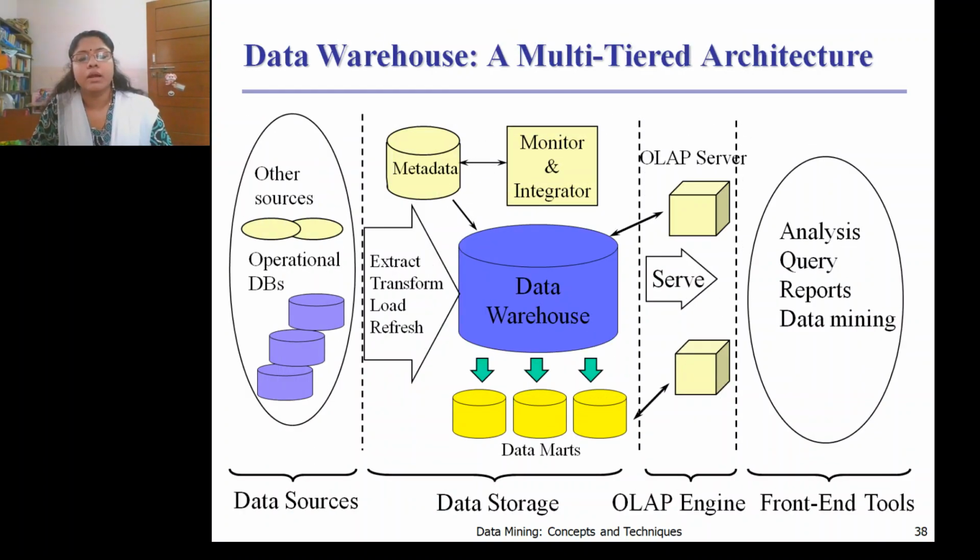Next is the data warehouse multi-tiered architecture. Here you have different tiers. First, you have the different data sources, that is, the operational databases as well as other heterogeneous sources. I have already told you about ETL, that is extract, transform, and load. You will apply this data pre-processing technique, ETL, and also refresh the data. Finally the data will be loaded into the data warehouse.